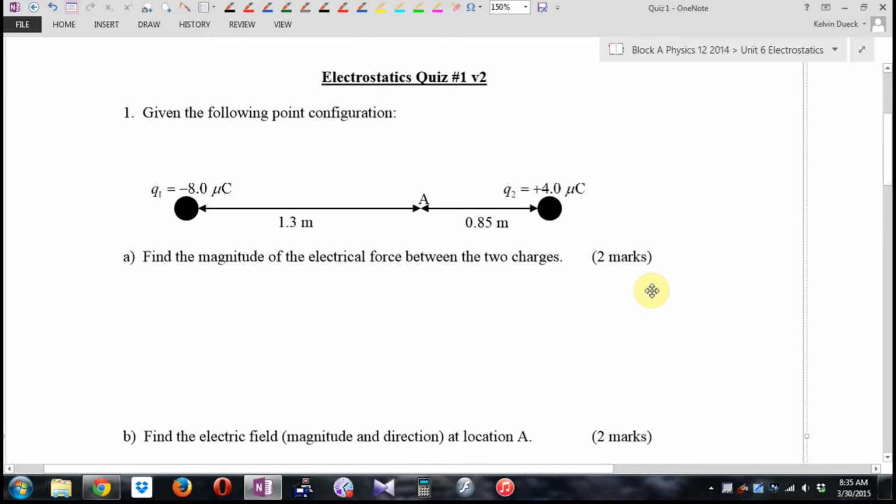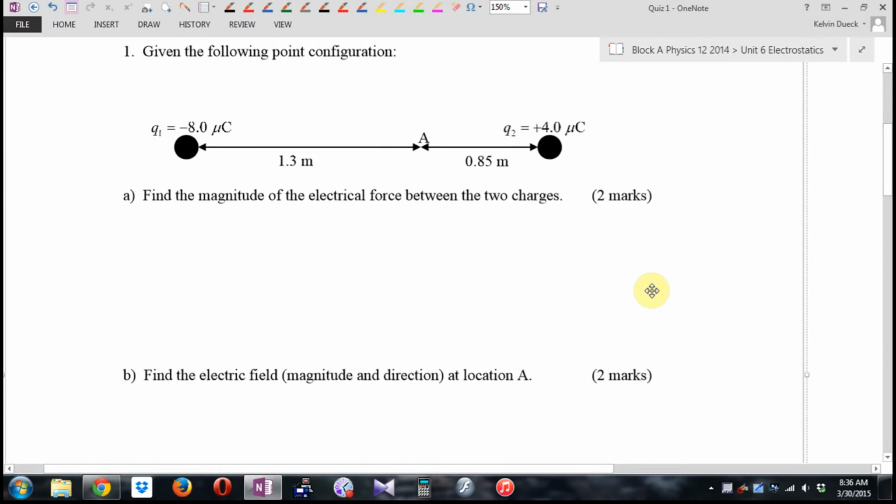On your test, one of the first questions you're going to ask yourself on any of these questions is this: point charges or parallel plates? Now, this whole quiz is all point charges, round circular charges, which we refer to as point charges. But I'm going to ask myself that all the time. So find the magnitude of the electric force between the two charges.